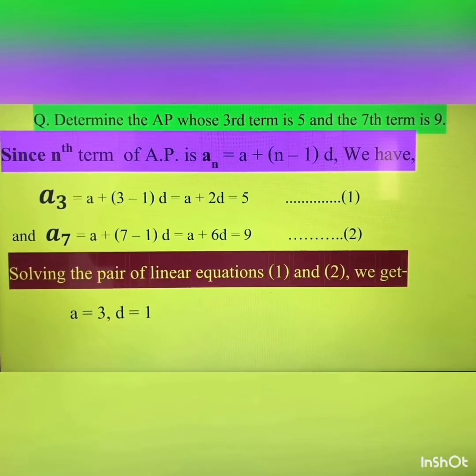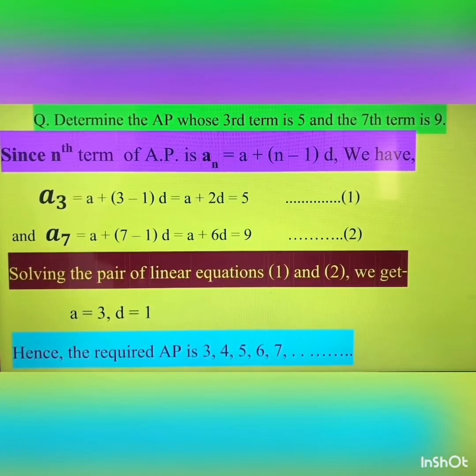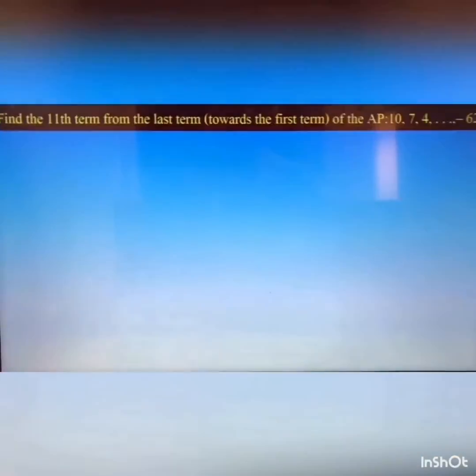We know that the standard form of an AP is a, a plus d, a plus 2d and so on. So we write a is 3, a plus d is 3 plus 1, that is 4, and the next, third term a plus 2d, means 3 plus 2, that is 5, and a plus 3d you will get 6, and similarly you will get 7. So this is the AP. Now this is the application of the nth term of an AP and the standard form of an AP. Now let us take another example.